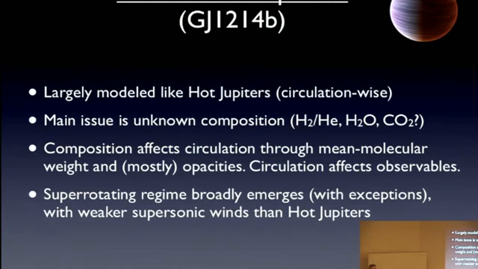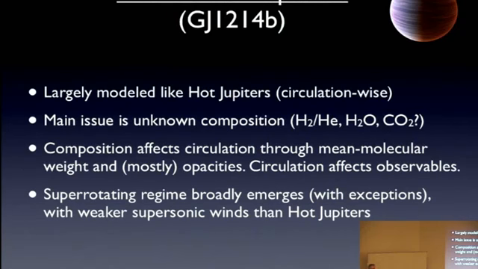What has been established, and I'll show you some results briefly, is that the composition does affect the circulation. It does so through essentially two ways. One is mean molecular weight. H2 has a very different mean molecular weight than water, for instance, and that has some effect on the radiative behavior of the atmosphere. And mostly, I think the dominant effect is opacities.